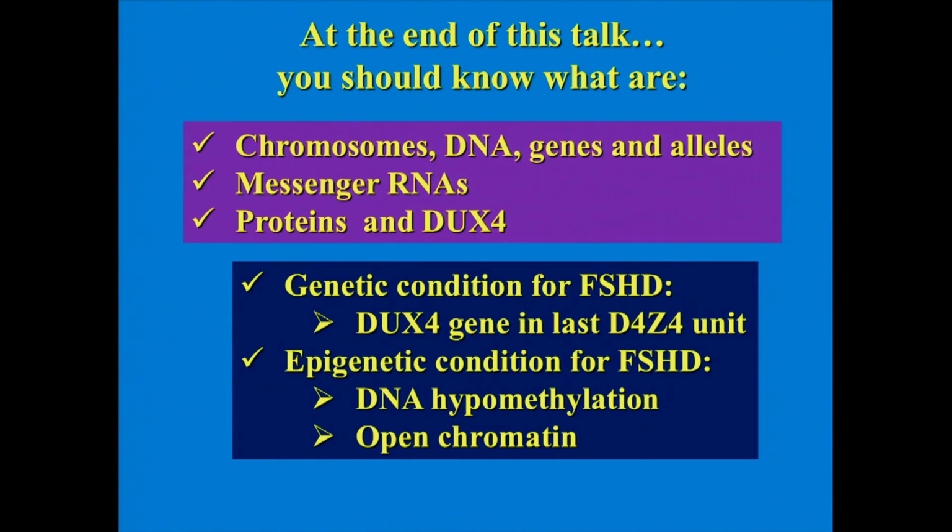So at the end of this talk, you should know what chromosomes are. They're made of DNA. Genes are segments of DNA. Alleles are two different versions of one chromosome or a gene. You know that genes are copied as messenger RNA that carries the recipe to make the protein. Among those proteins, you have the crazy DUX4 chef. You know that to develop FSHD, there is a genetic condition: you need to have the DUX4 gene, which is located in the last unit, so it can have an end. And you know the epigenetic condition is that you have to have DNA hypomethylation, so not many methyl groups on DNA, and open chromatin to allow for expression of the DUX4 crazy chef.